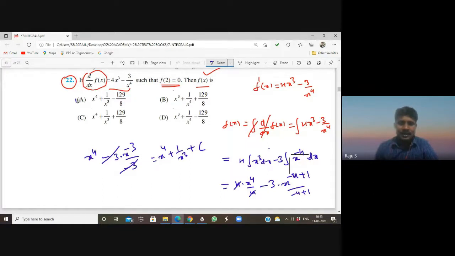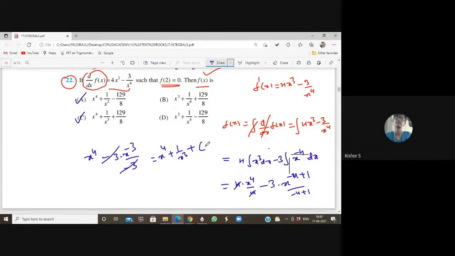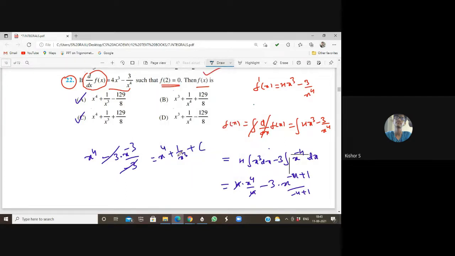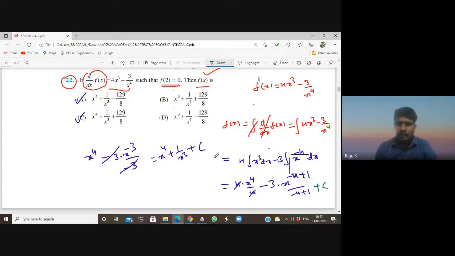The option A, Sir, C, shouldn't it be C, 1 by x cube?